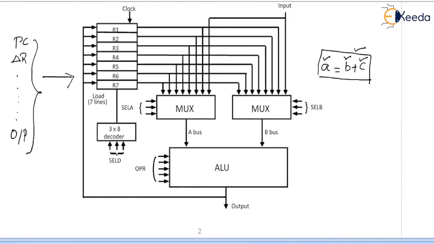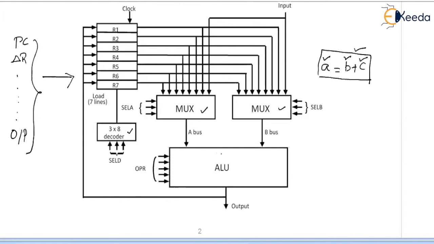Before we perform the operation, we try to understand the purpose of each and every entity here. There is a register set, of course. There are a total of 7 registers. There are 2 multiplexers, multiplexer 1 and multiplexer 2, and a decoder. The purpose of this multiplexer is to enable one of the registers.